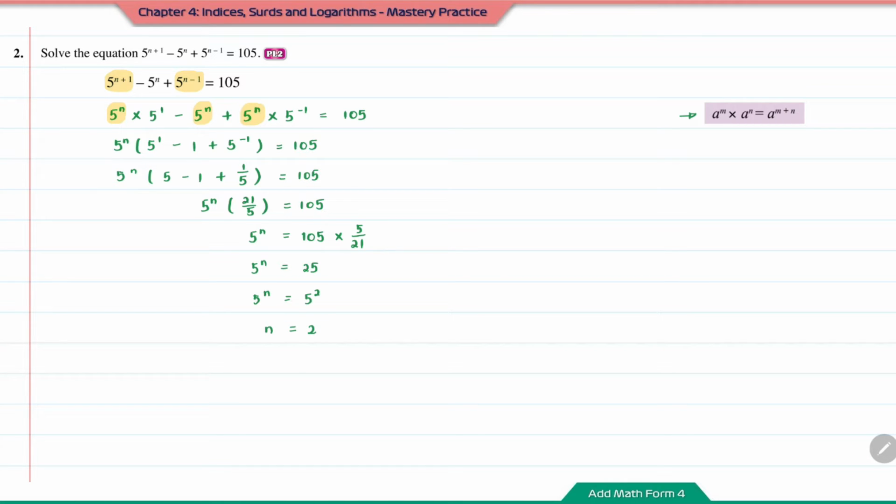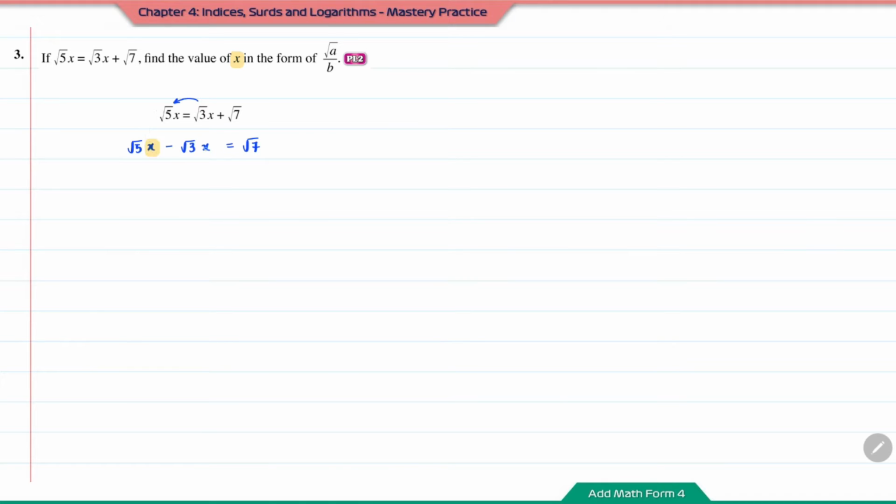Question number 3. If square root of 5x equal to square root of 3x plus square root of 7, find the value of x in the form of square root of a over b. So here we want to find the value of x. So here we're going to move all the x to one side. So I'm going to move this square root of 3x to the left hand side. So it will become square root of 5x minus square root of 3x equal to square root of 7.